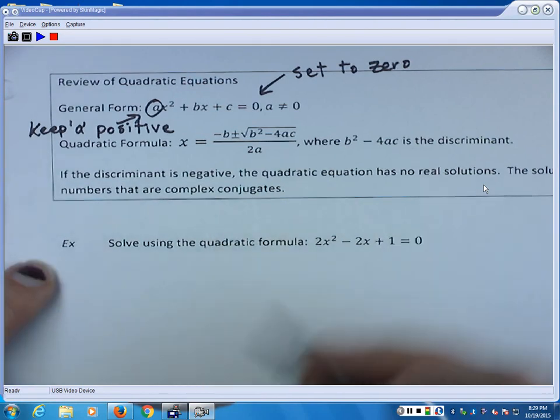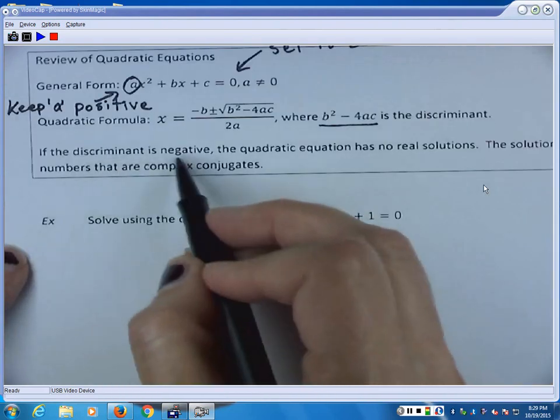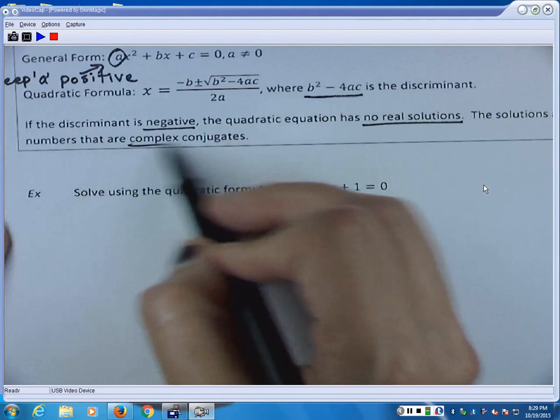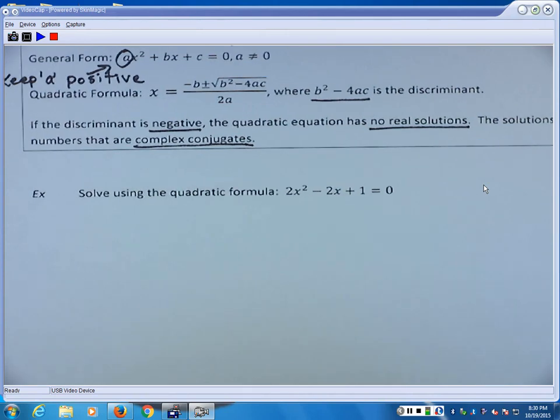We talk about the discriminant. This part inside the square root is called the discriminant. If the discriminant is negative, the quadratic equation has no real solutions. The solutions are imaginary numbers that are complex conjugates. Okay? So now we've covered the quadratic formula in Math 1100, but when we got a negative number under the square root, we would just say no real answer, and we'd stop. Well, now you're going to have to keep going. So these are not factorable because they are going to end up being complex numbers.